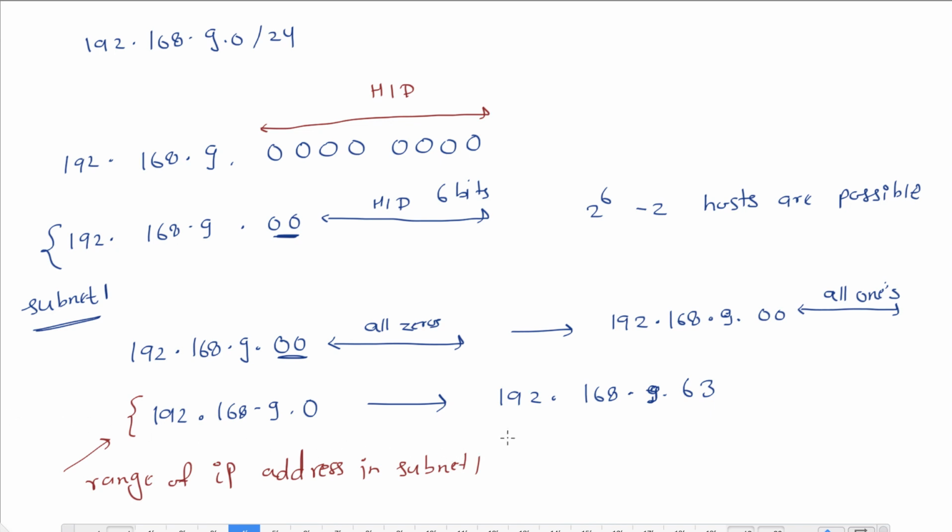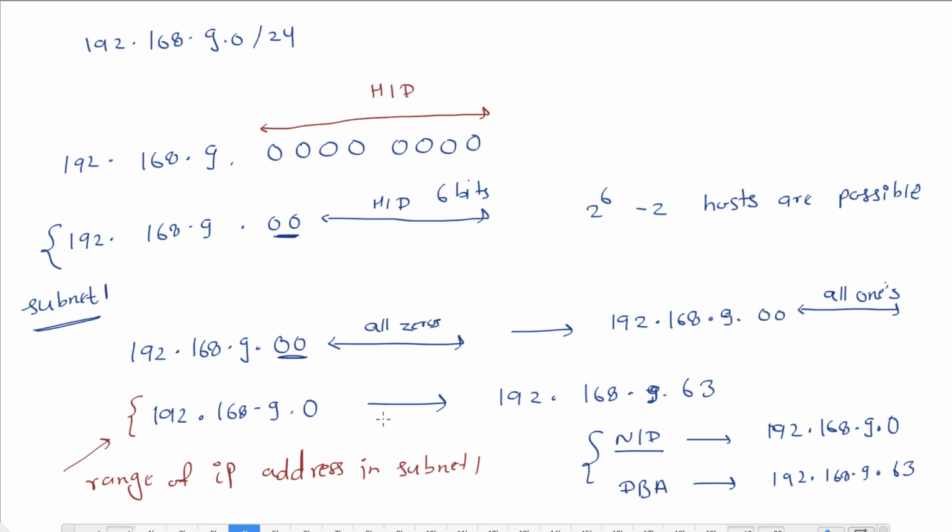Now this subnet 1 will have its own network ID or subnet ID, and will also have its own directed broadcast address, DB, which means the first address will be its network ID, which is 192.168.9.0, and the last address will be its directed broadcast address, which is 192.168.9.63. This is all about subnet 1.